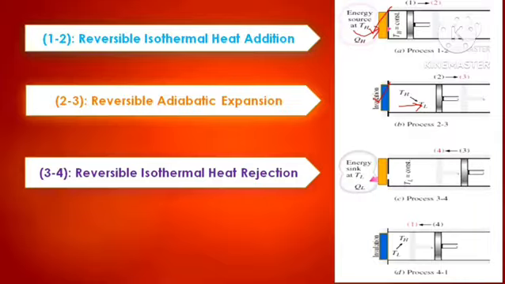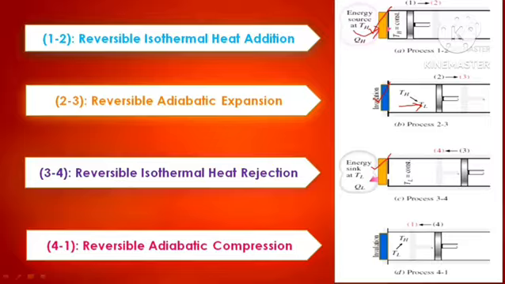Next, the third process is reversible isothermal heat rejection. In this process, again, the adiabatic cover is replaced with the diathermic cover. The piston moves from bottom dead center to top dead center and transfers heat to the sink. During this process, heat is rejected to the sink by keeping the temperature constant at TL.